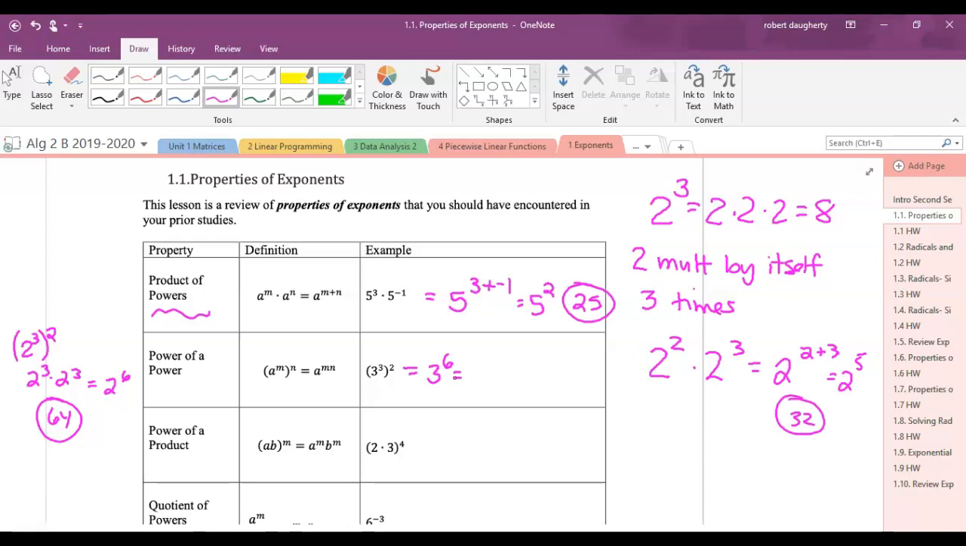The power of a product, okay? So in this case, if I've got things that are multiplied, ab raised to the m power, that's the same as a to the m times b to the m. So in this case, this is 6 to the 4th power, but I can also write this as 2 to the 4th times 3 to the 4th. What is 2 to the 4th? I'm going to go with 16. What's 3 to the 4th? 3 times 3 times 3 times 3, 81. So 16 times 81, somebody with a calculator. What is 16 times 81?